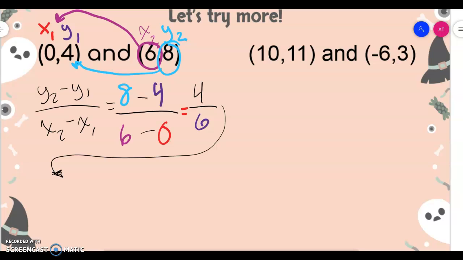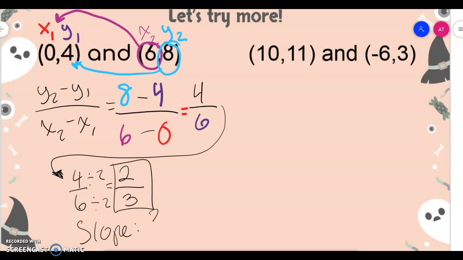Can I simplify this? 4 over 6? Absolutely. The highest number that they both can go into is 2. So I'm going to divide the top and the bottom by 2. So my new slope is 2 over 3.